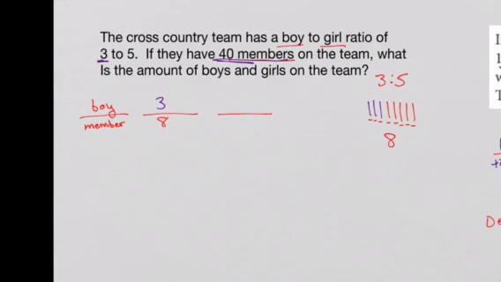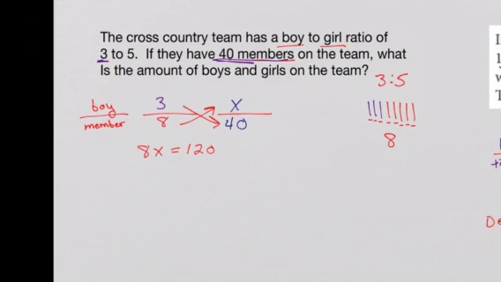Now, let's take a look at the other side. Once again, we saw that we're asking if they have 40 members on the team, what is the amount of boys and girls on the team? So we're going to put 40 for the members here, and of course, we don't know how many boys or girls we have for that scenario, so we're going to go ahead and label it as X, to find out what we're looking for. So now, once again, all we do is cross multiply. So 8 times X is 8X, and that's going to equal 3 times 40, which is 120.